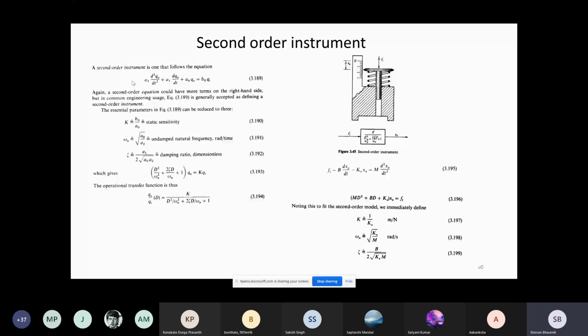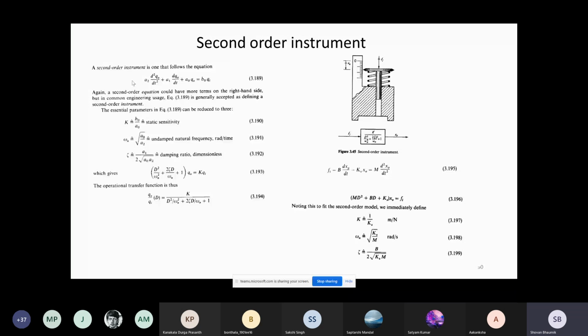Now, a0 by a2 is a ratio of two constants, and it can be defined as omega n square, or omega n is the root over a0 by a2, and that parameter is known as the undamped natural frequency. Its unit is radian per second. If there is no damping, you give some excitation or step input, and the frequency at which this system will oscillate is that a0 by a2. We will come to it later, but for the time being, this is the meaning of the undamped natural frequency.